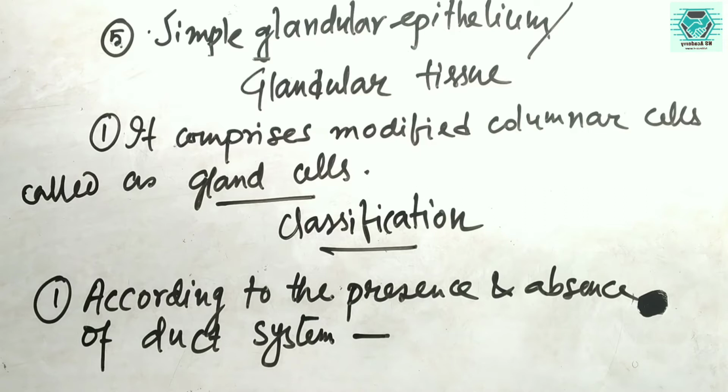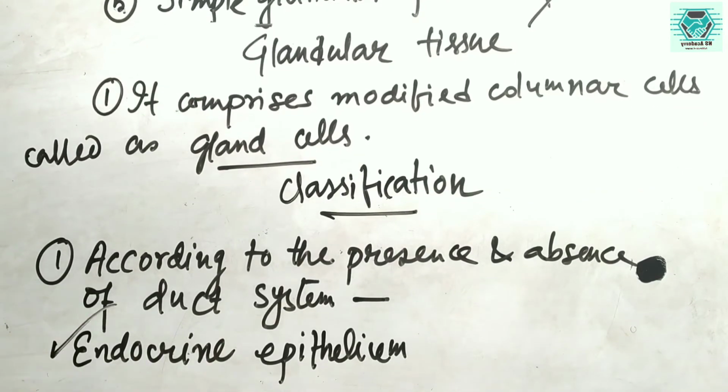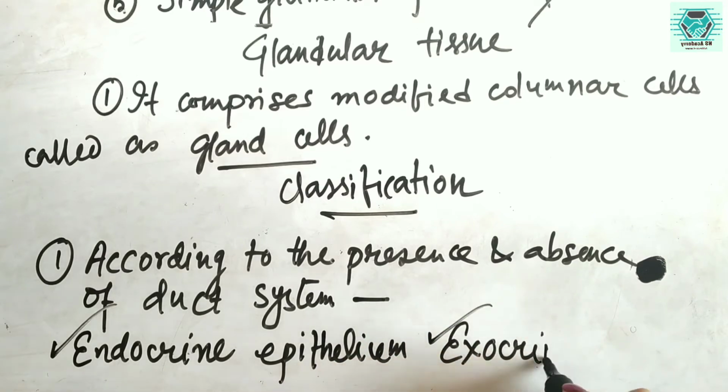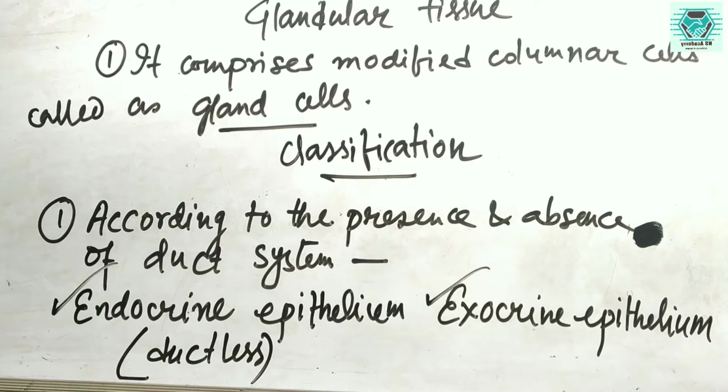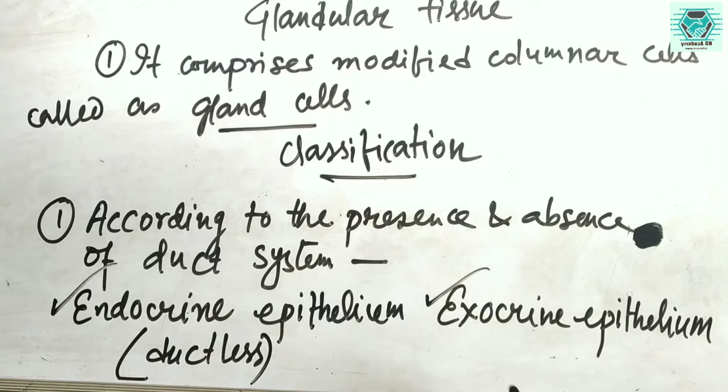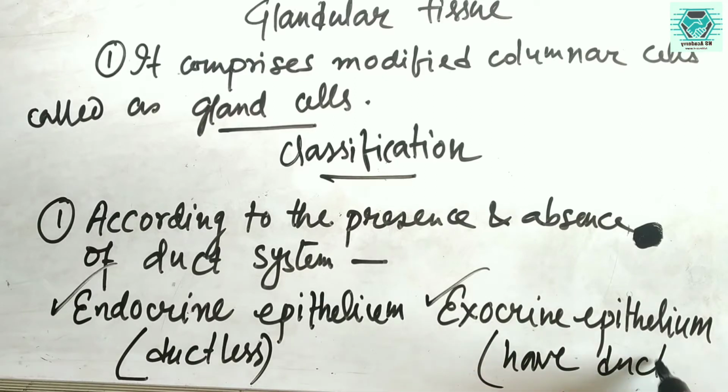Number 1, endocrine epithelium, and number 2, exocrine epithelium. So endocrine epithelium, exocrine epithelium. In the endocrine epithelium there are no ducts, so they are ductless. And the exocrine epithelium, they have ducts. So based on this system, that is presence and absence of duct, there are two types, endocrine and exocrine.